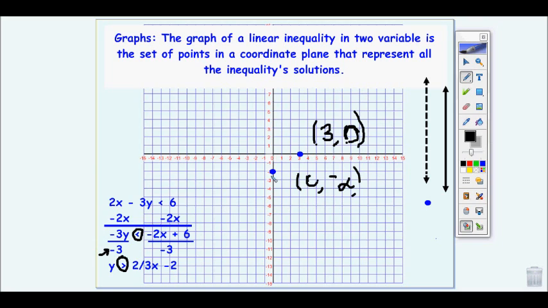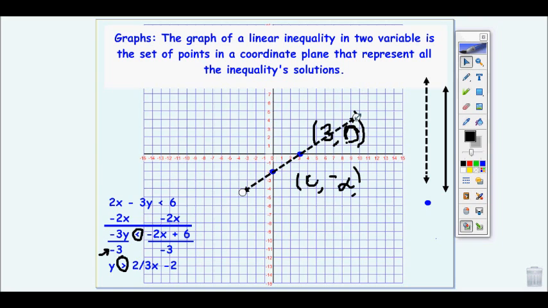We know it's a linear equation, so I want a line that's going to go through those 2 points. However, now we're dealing with inequalities. Because this is a greater than symbol, and it does not have equal attached to it, the points that lie right on the line are not solutions, but the solutions that are greater than are. So I'm going to use a dashed line. Many people will refer to it as a dotted line, but a dashed line means that the points that are right on it are not solution points.